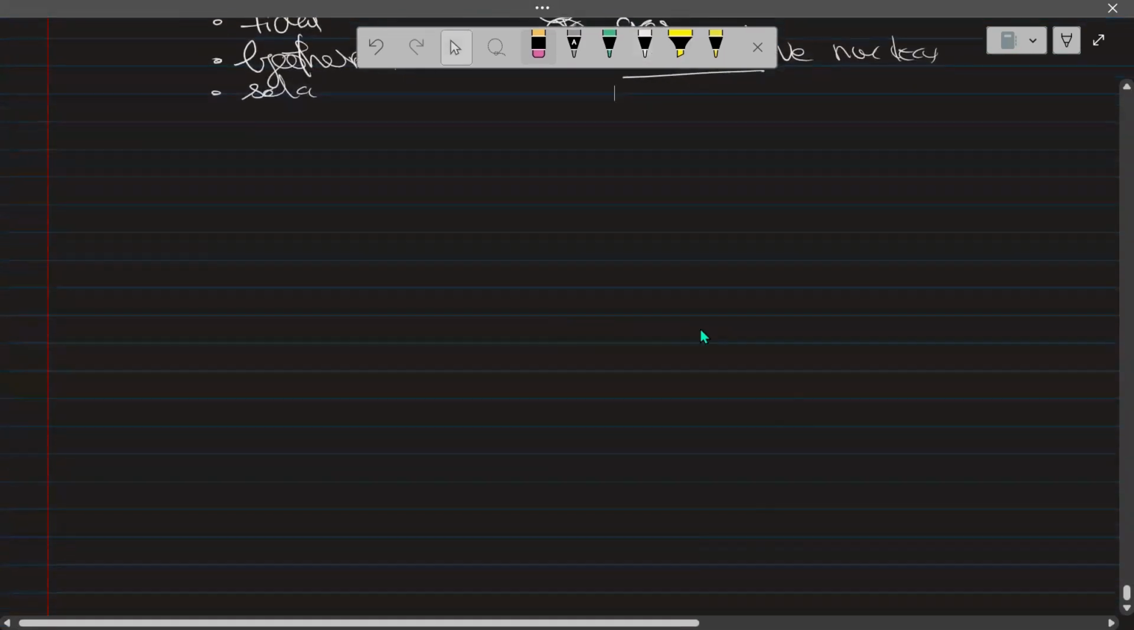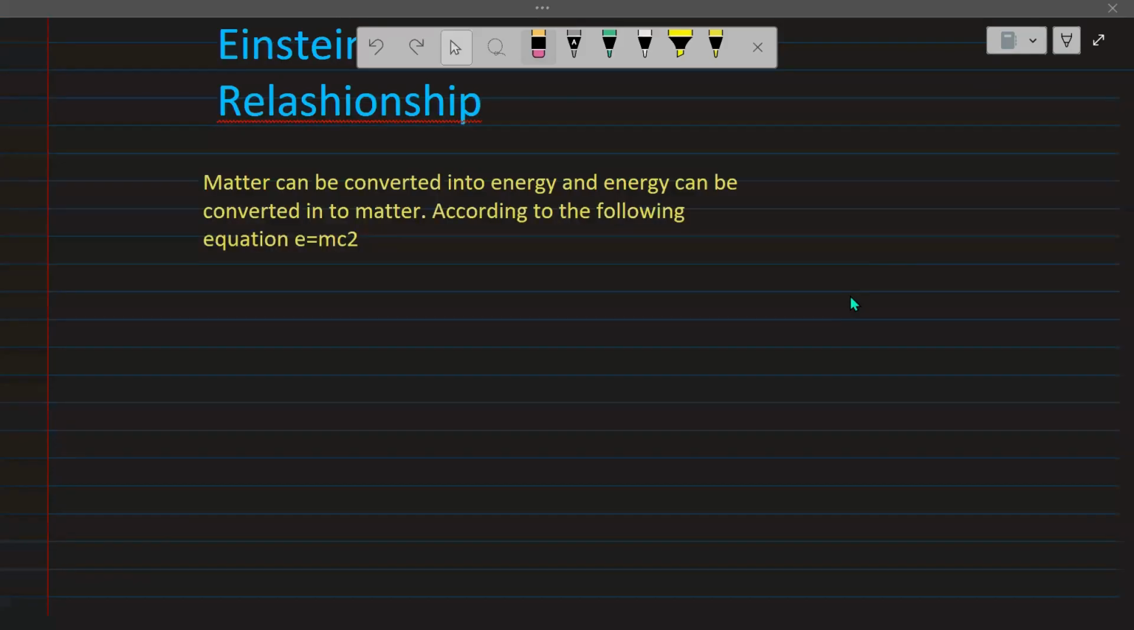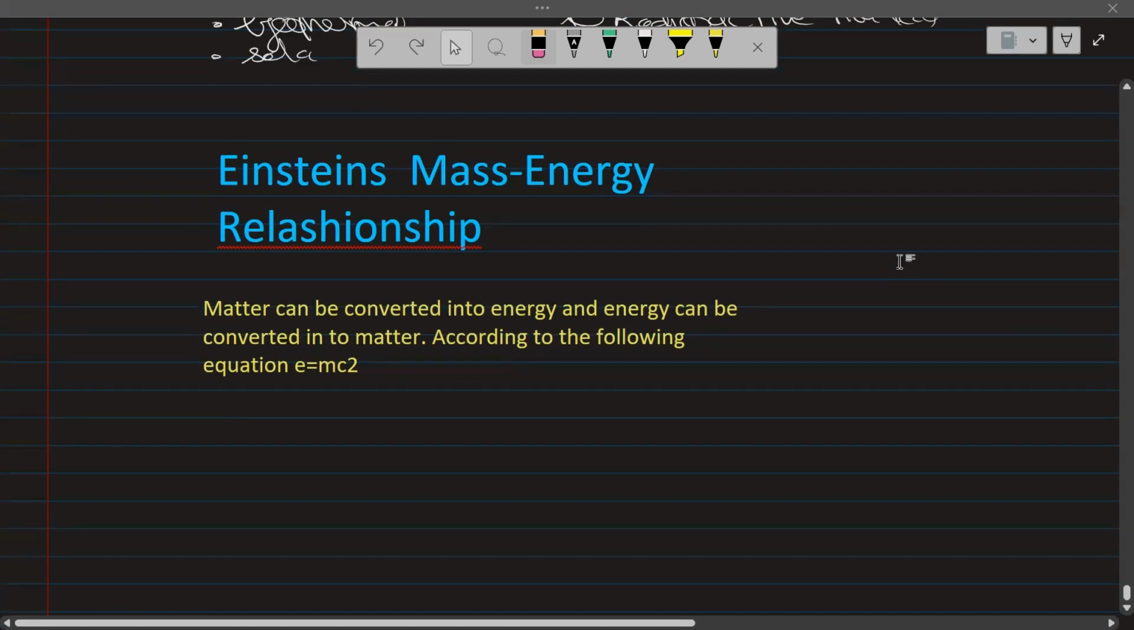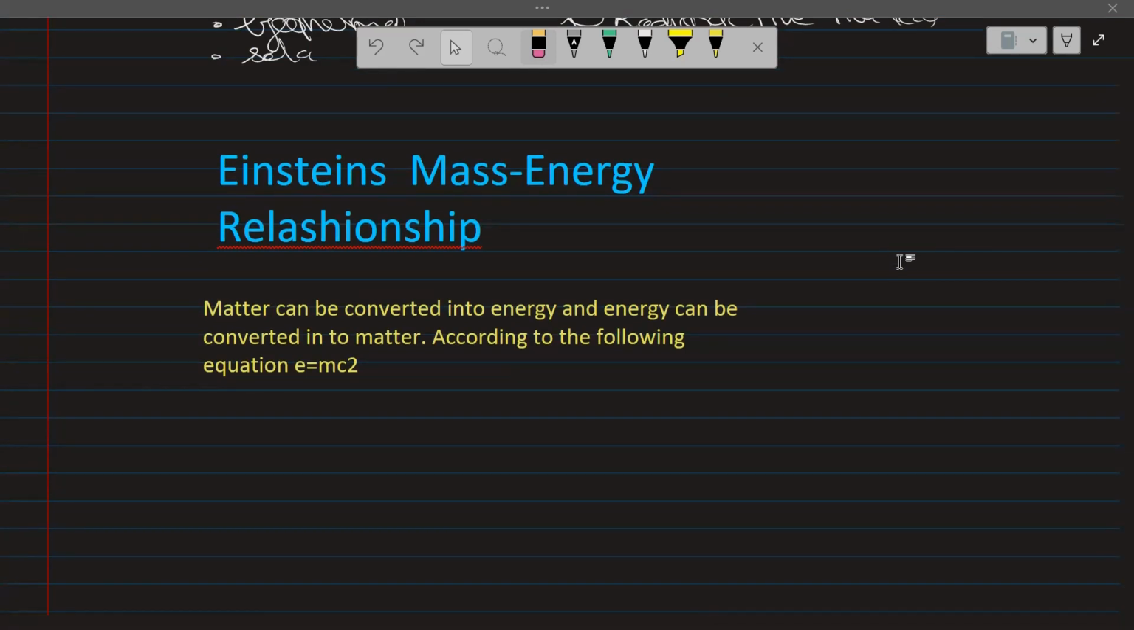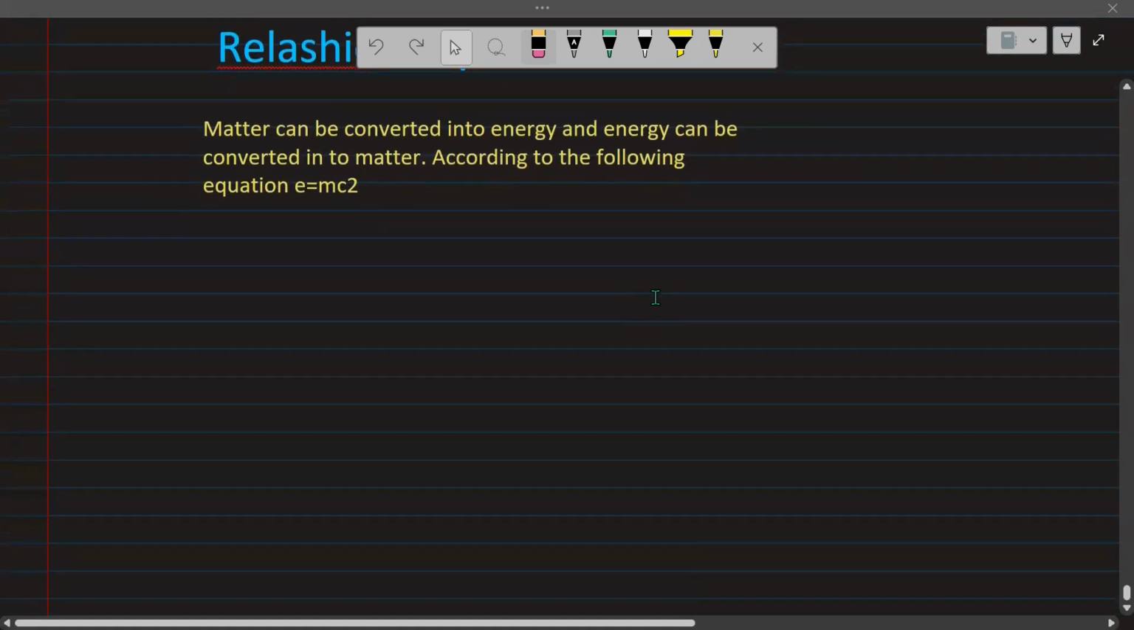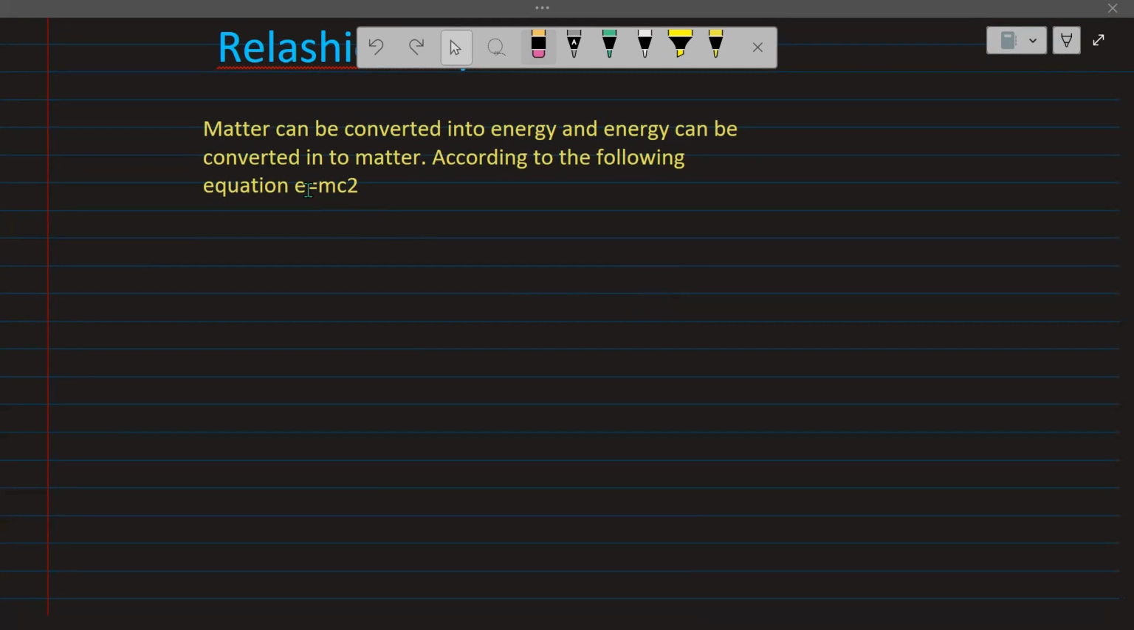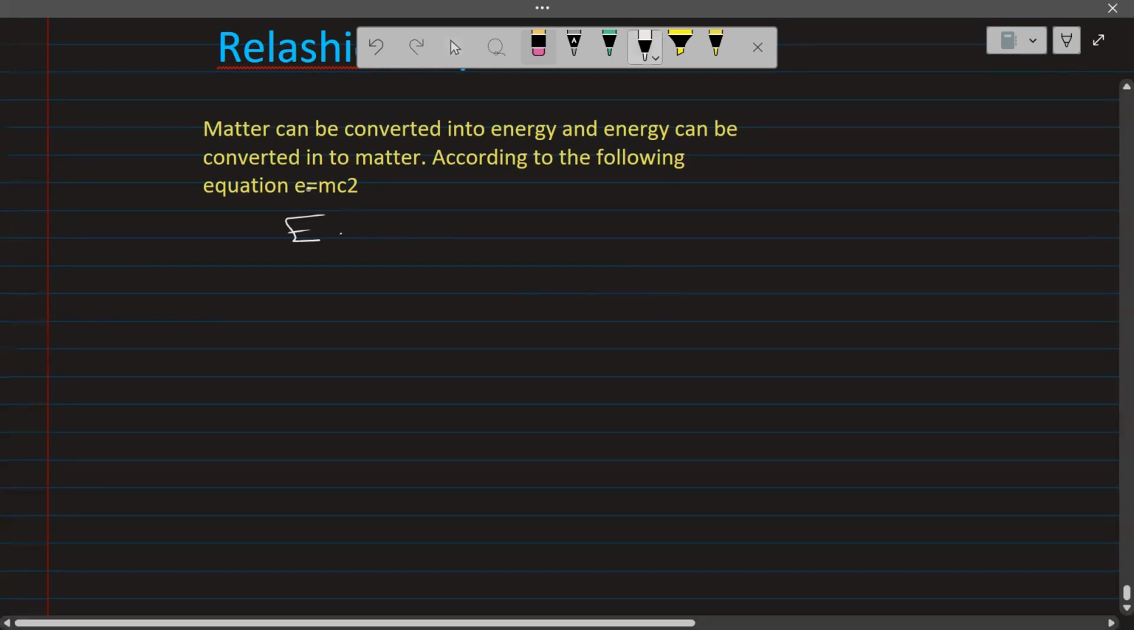Now let's start Einstein's mass energy relationship. What is Einstein's mass energy relationship? This relationship states that matter can be converted into energy, and energy can be converted into matter according to the following equation: E = mc². This is a famous equation.